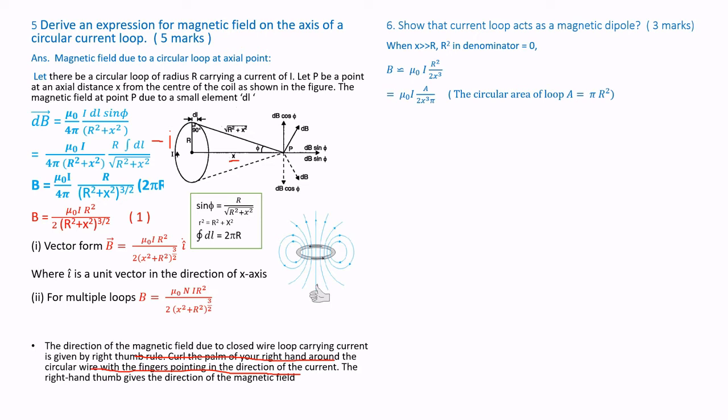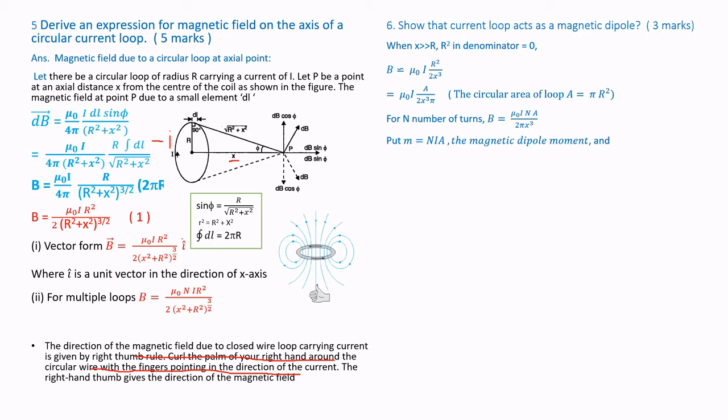That is equal to mu naught I into A divided by 2 pi x cube, where A is pi r square. If you put r square is equal to A by pi, you will get this equation. Therefore, for n number of turns, B is equal to mu naught n I A over 2 pi x cube.